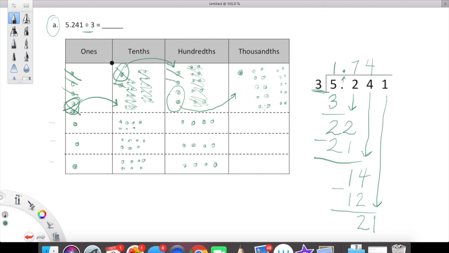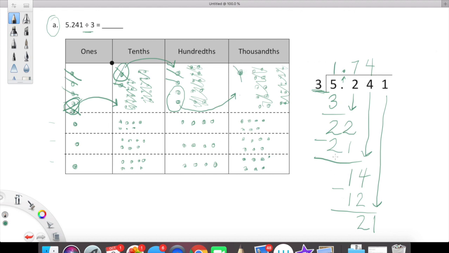Beautiful. 21 thousandths. Now we need to share those 21 thousandths evenly across 3 groups. Okay. When I share 21 thousandths evenly across 3 groups, we, again, are going to have 7 in each group. So you can see me sharing those 21 thousandths evenly across 3 groups. I use 7, 14, 21 thousandths altogether, which means I've used all these, and I've used this one, so I don't have anything left over.